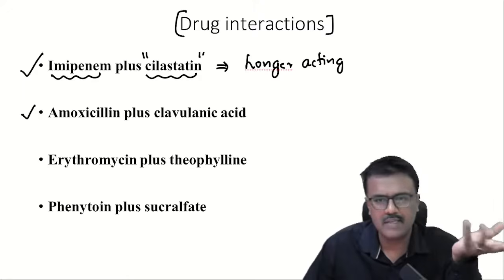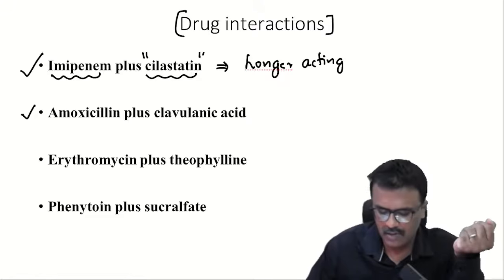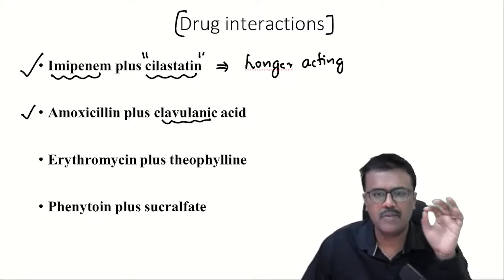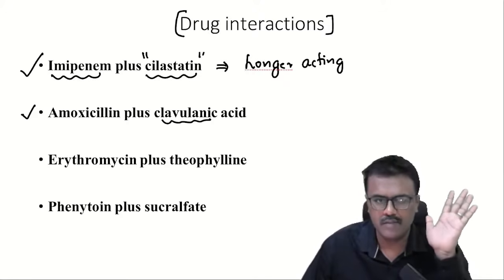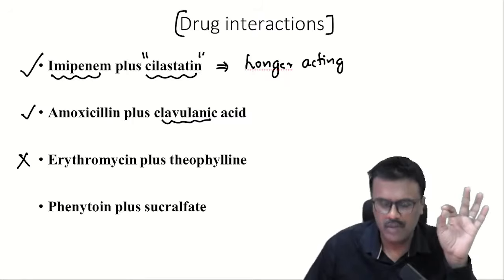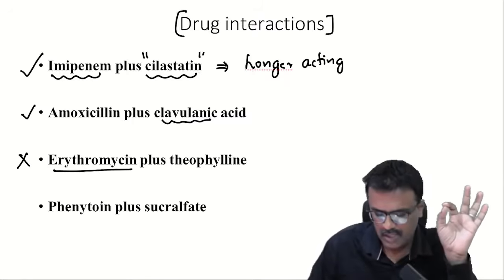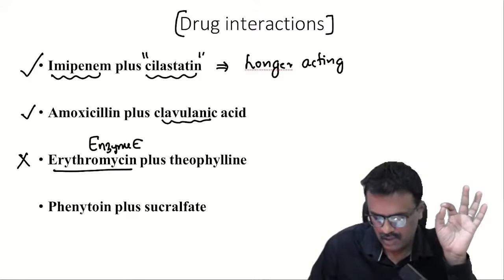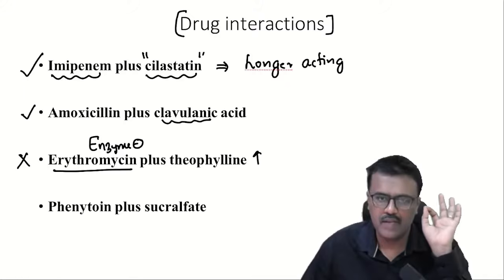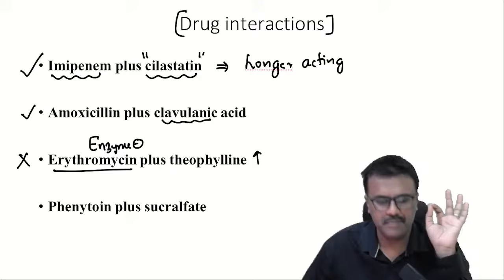Amoxicillin plus clavulanic acid, yes, you can give it because clavulanic acid is a beta-lactamase inhibitor. So any bacteria producing beta-lactamase, you can give it. Can I give erythromycin plus theophylline? No. Erythromycin is an enzyme inhibitor. So if I give it with theophylline, the theophylline toxicity will happen. I gave the same question earlier.